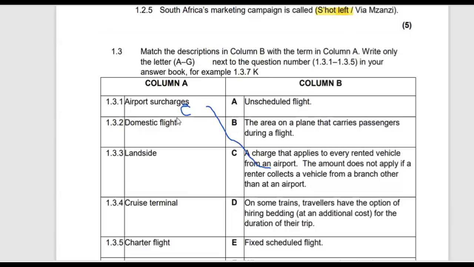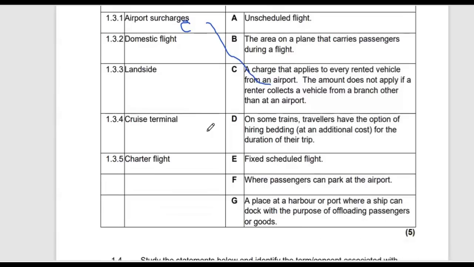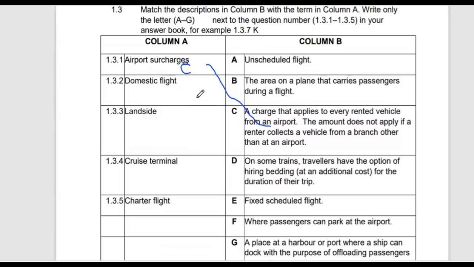Then the next question, a domestic flight. When we are talking about a domestic flight, we are talking about the definition of the term domestic flight. On 1.3.2, a domestic flight, we are talking about a fixed scheduled flight. So the letter C will be the one which will be applicable for this one.